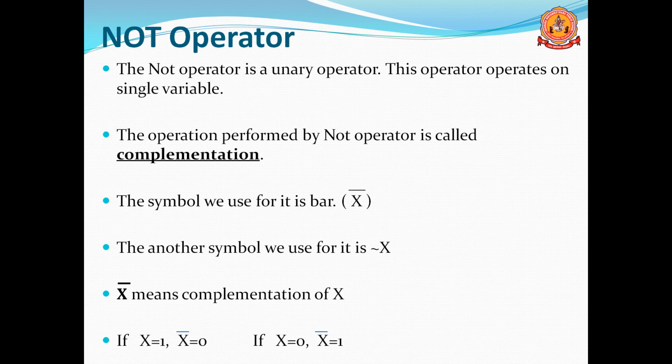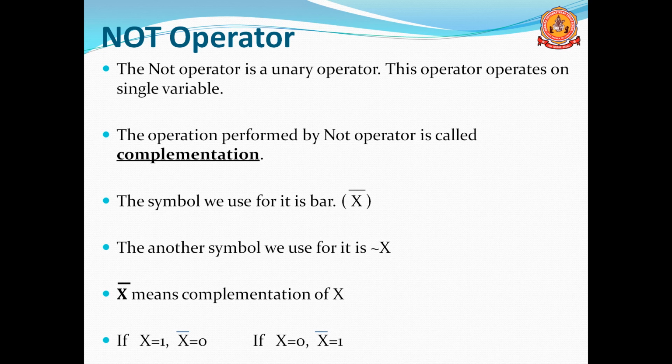The symbol we use for it is a bar. You can write x bar: x is the variable, and x bar, with one line over it, is the not operation. Another way is to write negation of x, or x bar. Both are possible. See here, x bar means the complementation of x.